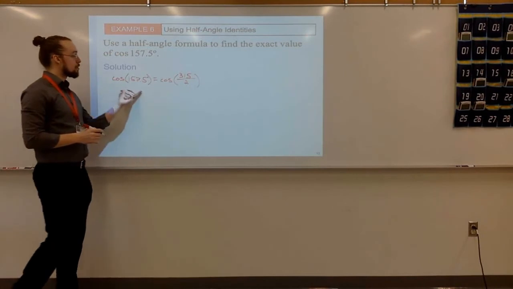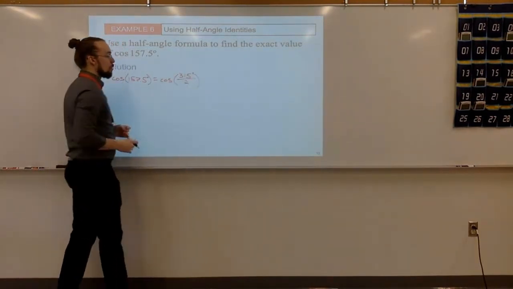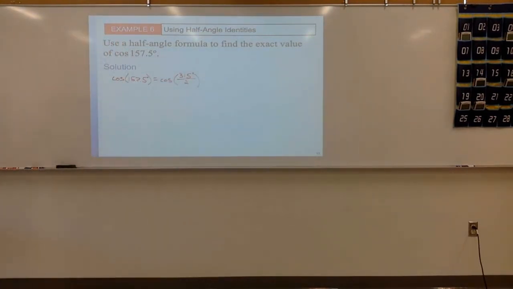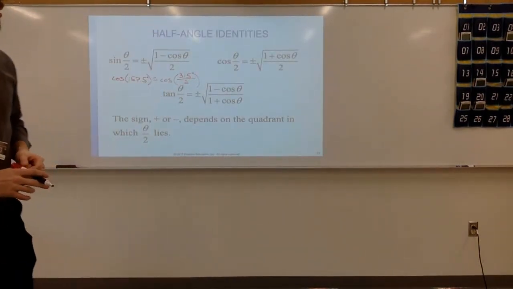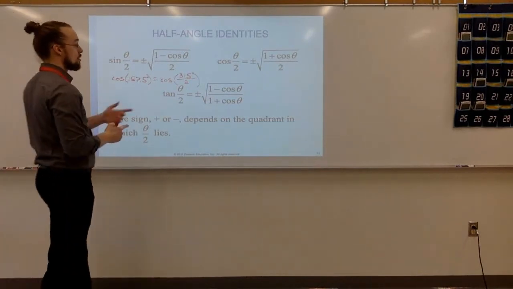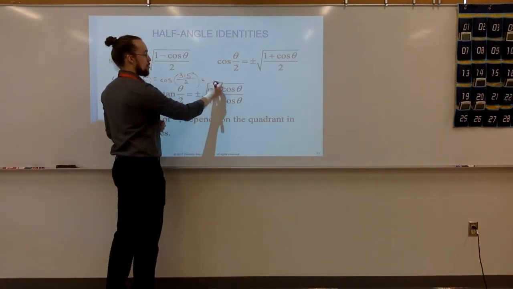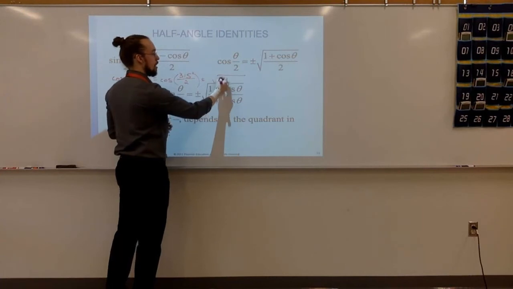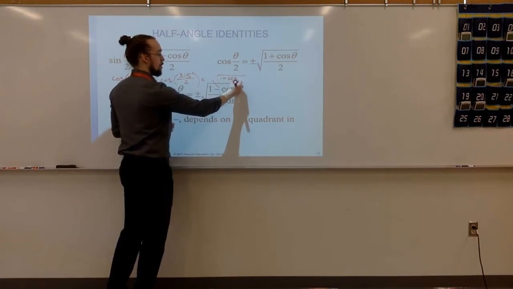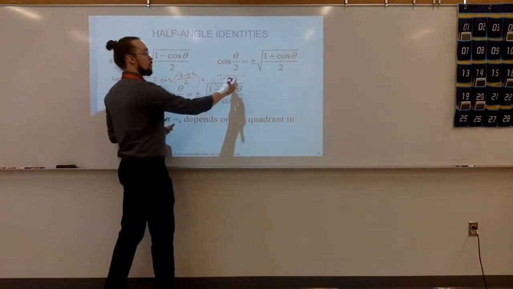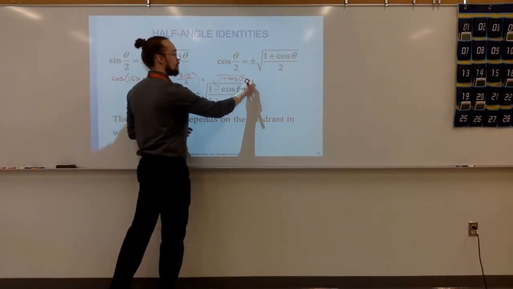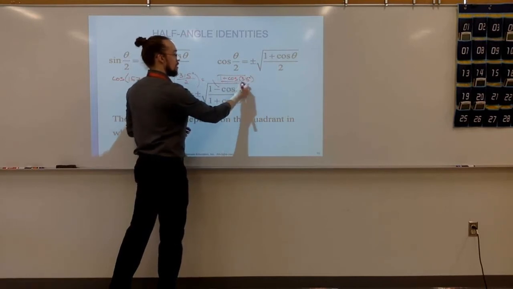So this is going to be the same as cosine of 315 divided by 2. If we go back and look at our formula for the cosine of theta over 2, this is equal to the square root of 1 plus the cosine of theta, over 2. So theta now is 315. So 1 plus the cosine of 315 degrees over 2.